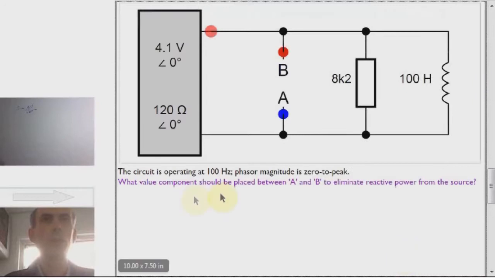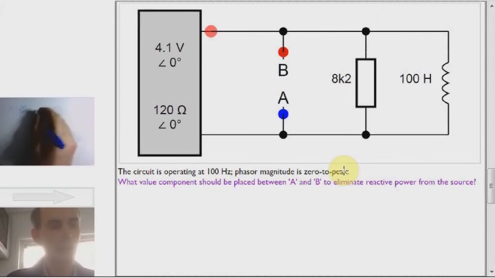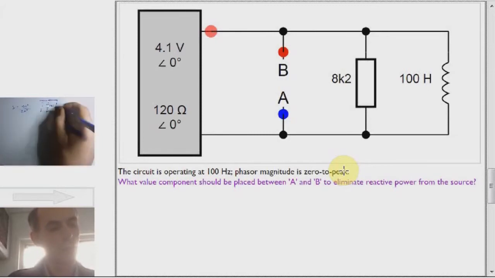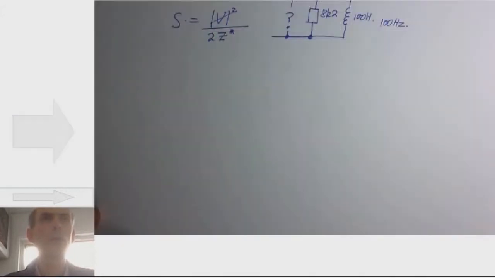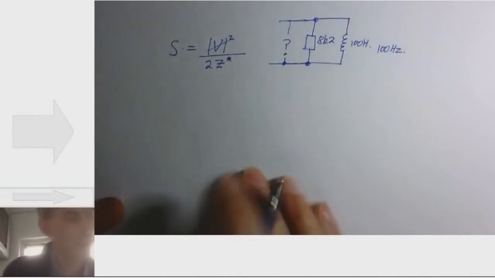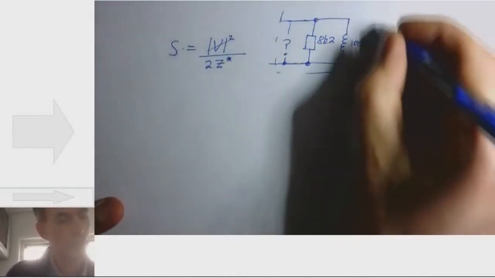What is the complex impedance that the source is driving? Well, it's this unknown component here in parallel with an 8K2 resistor, and that's in parallel with this rather large 100 Henry inductor. We're running at 100 Hertz, and that's all we need to know. We actually don't need to know how big the voltage is or what the Thevenin impedance is either. What we're interested in is getting this to be completely real.